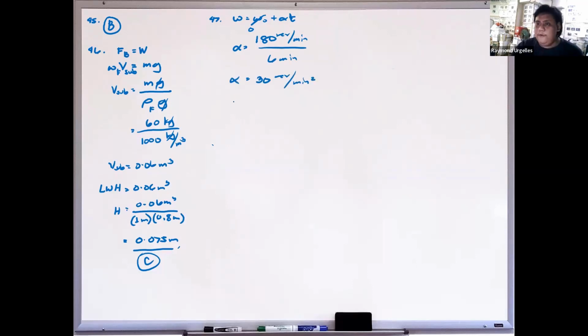The question is the number of revolutions. Theta is given by omega naught t plus 1/2 alpha t squared. The initial velocity is 0. So this will be 1/2 times 30 revolutions per minute squared, multiplied by 36, which is 6 minutes squared. The minutes squared cancel, so this will be the number of revolutions. We have 18 times 30, which is 540 revolutions. Therefore, the answer is letter.